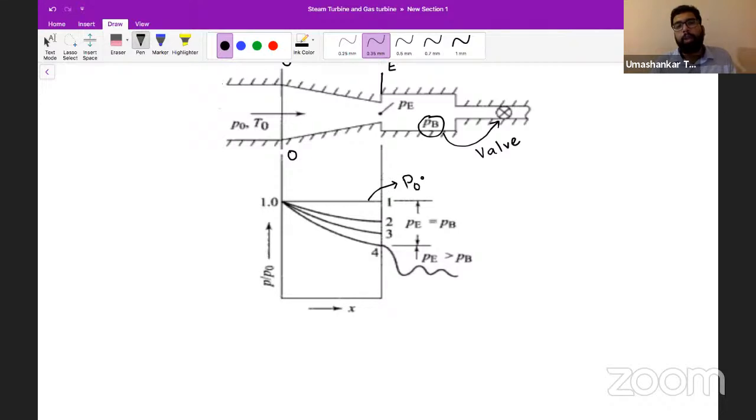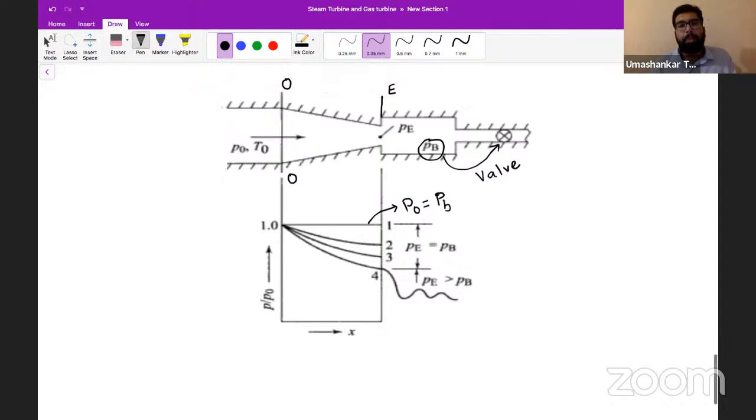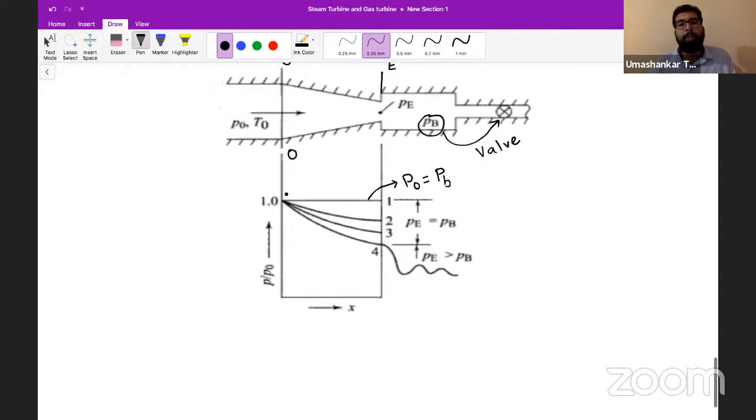If P naught is equal to PB, it means the entry pressure and the exit pressure are the same. So there will be no flow, as you already understand: if there is no pressure difference, there will be no flow. So this is what the first line is representing.